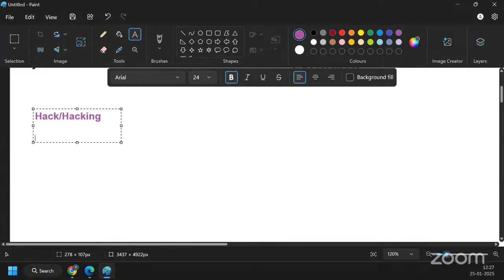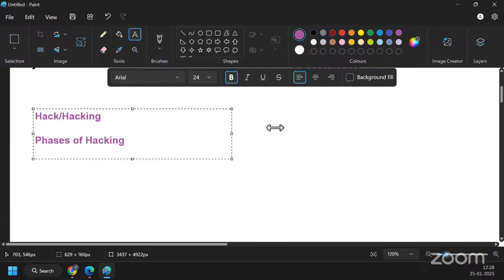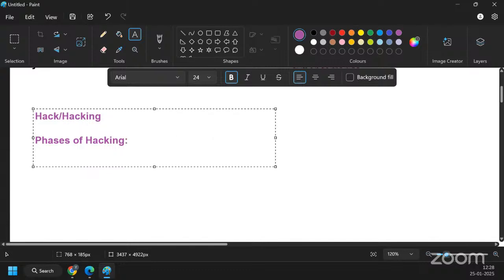Now, when we are talking about hacking, there are some phases of hacking that we should know about. Later, when we talk about security operations, incident response, and threat hunting, we should have an idea of how attackers perform their hack. For that, there are five phases.